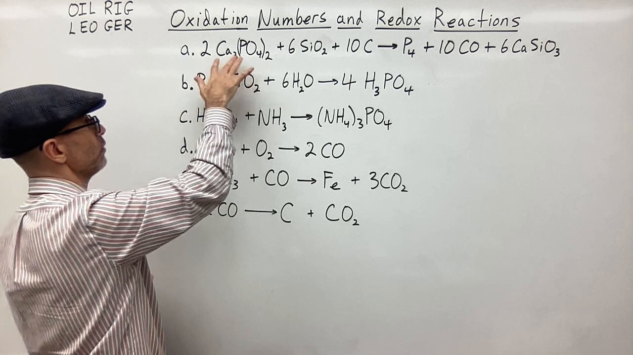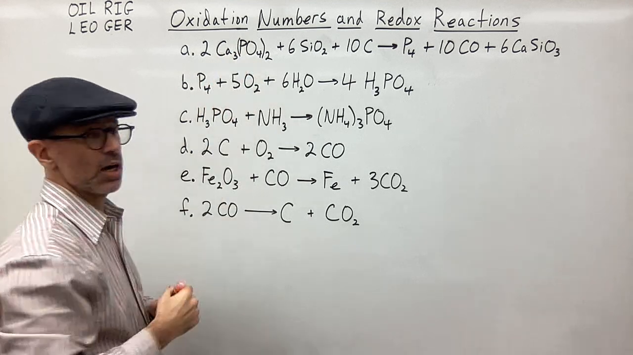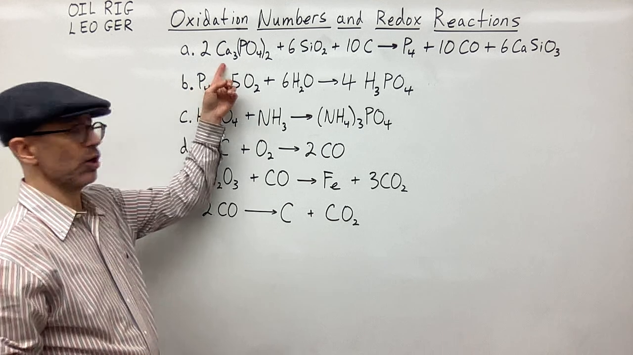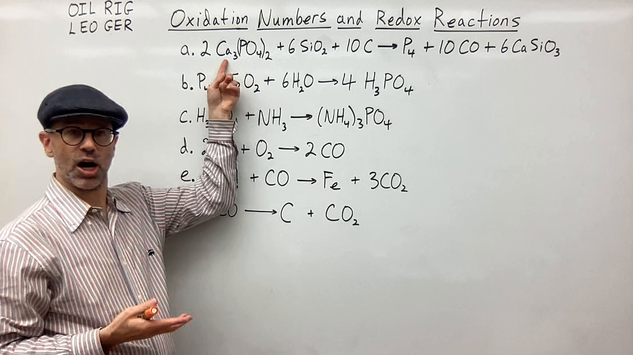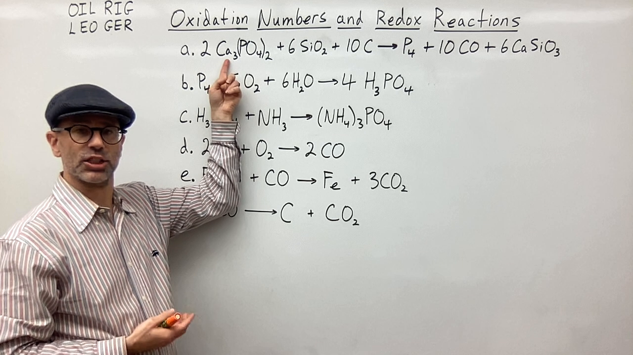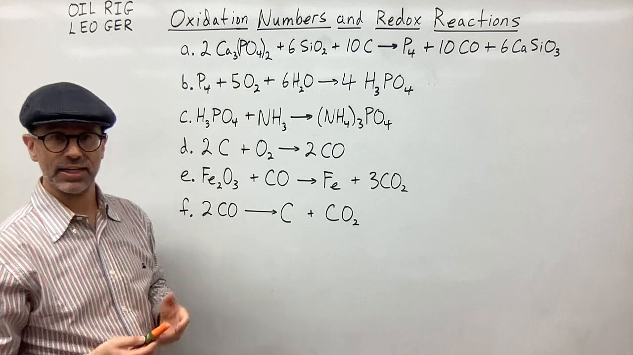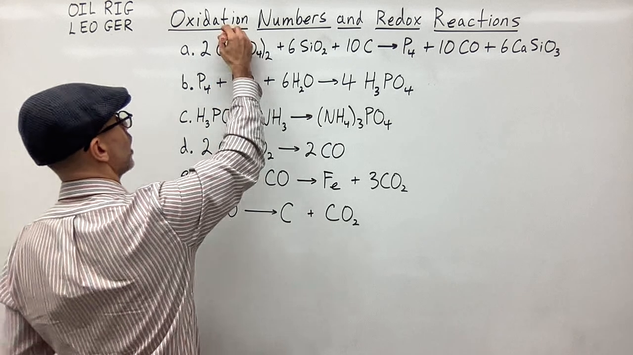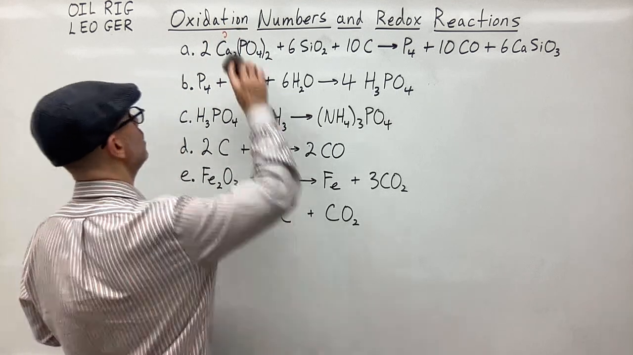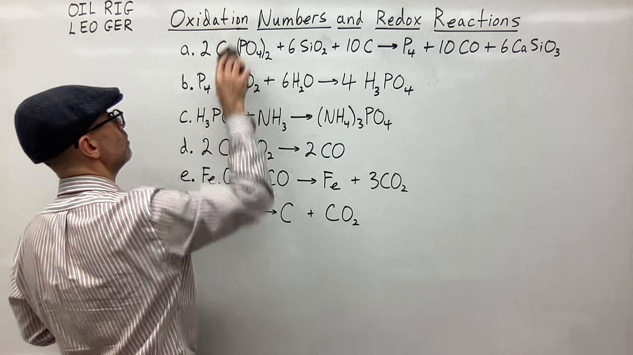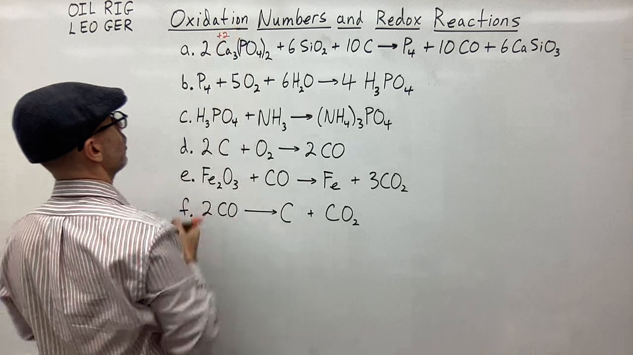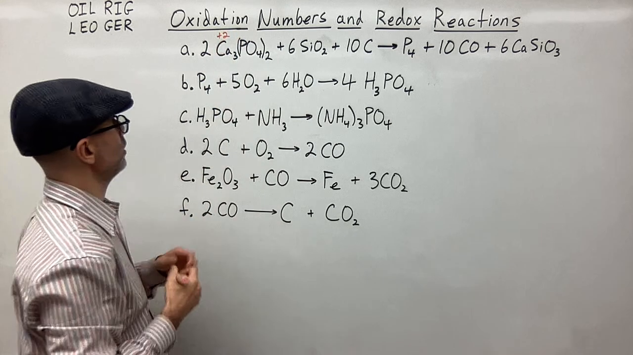So for this compound, we have calcium and phosphate. One of the rules for oxidation states is that monoatomic ions have a charge, and their charge is the oxidation state. So the charge on calcium is a positive 2. So that is the oxidation state of calcium. So I'll write a plus 2. Okay, so a plus 2 for the oxidation state of calcium.